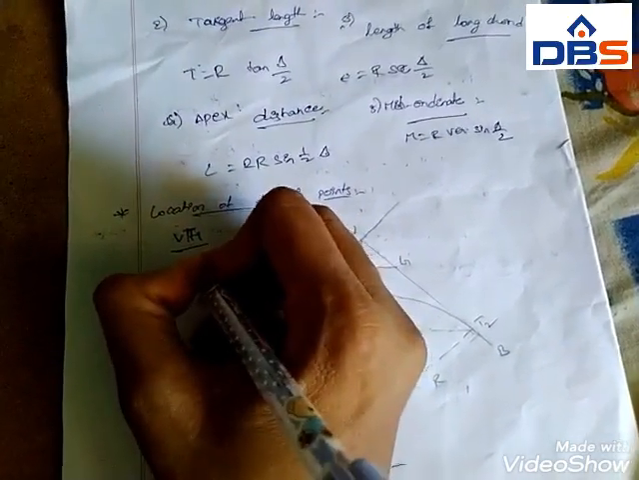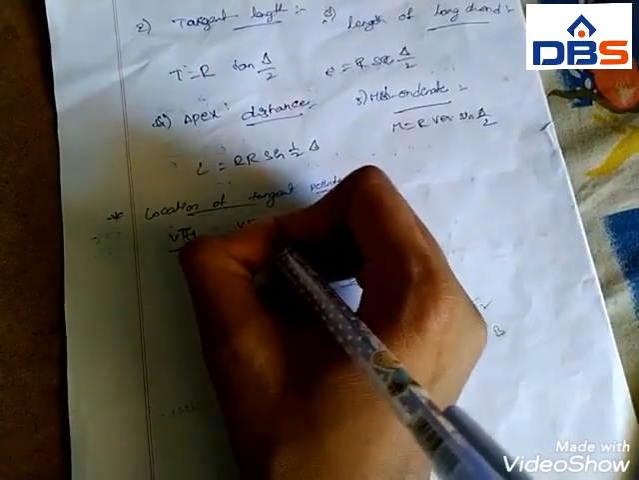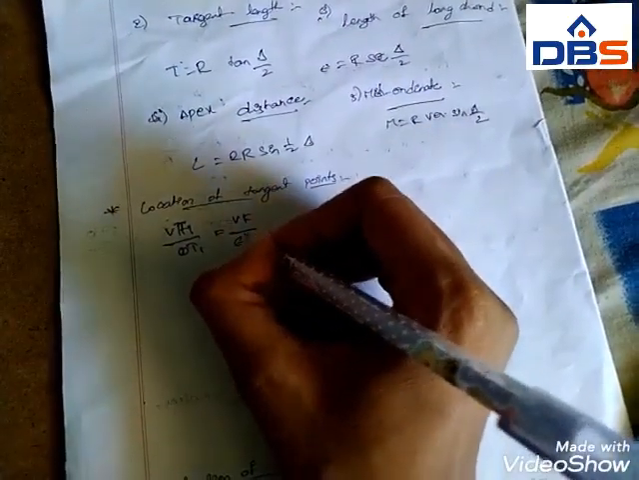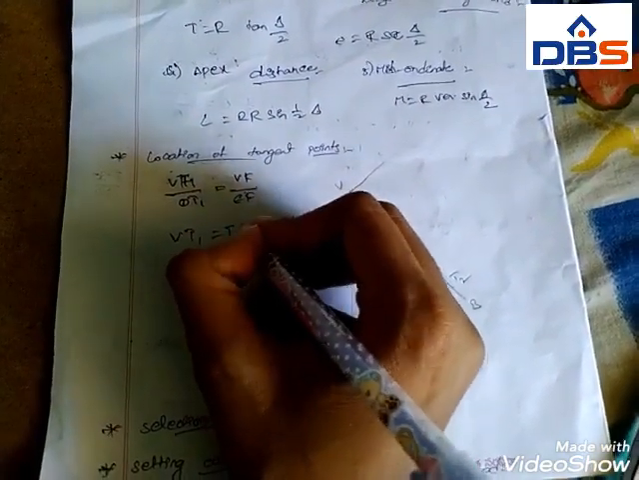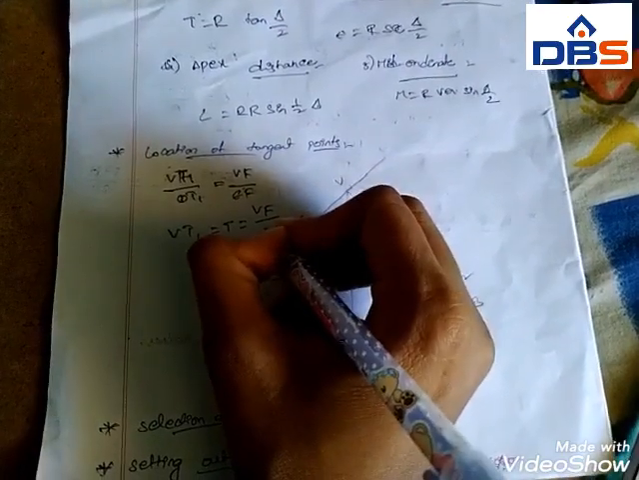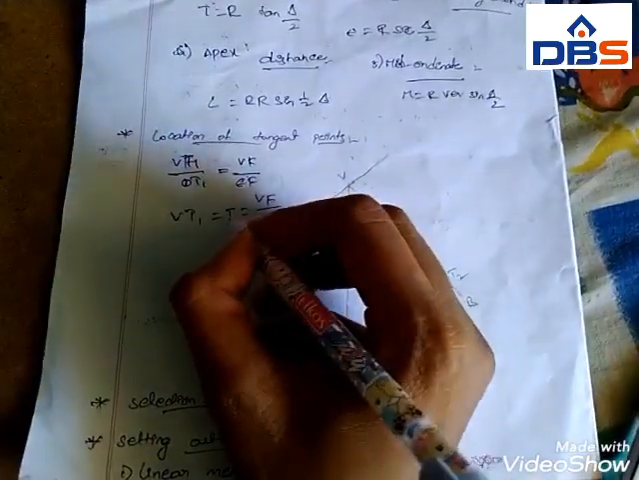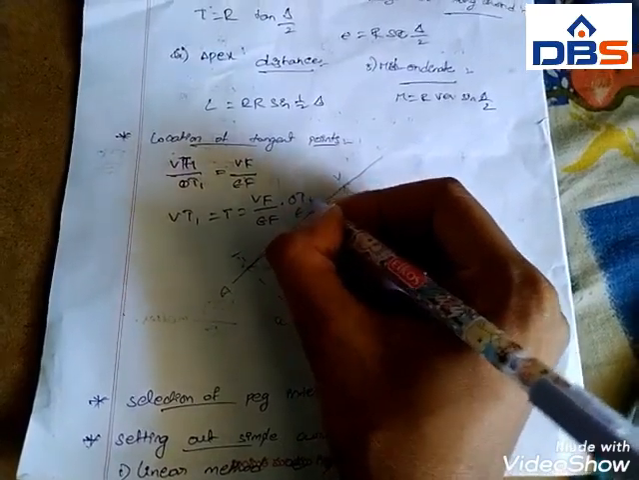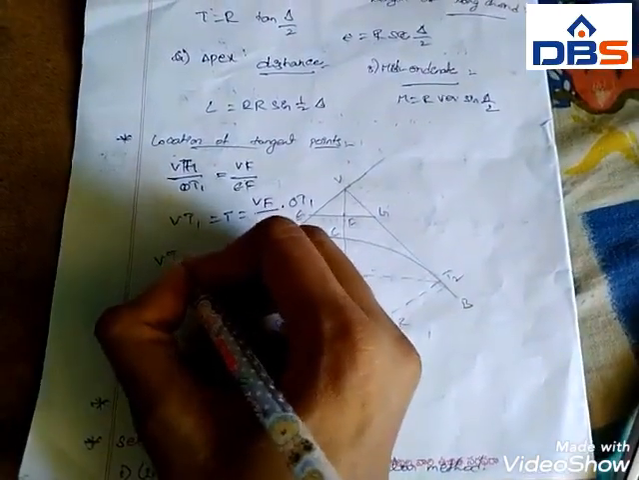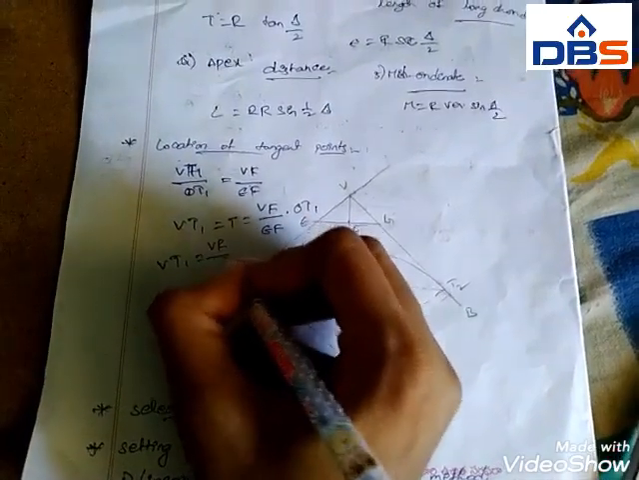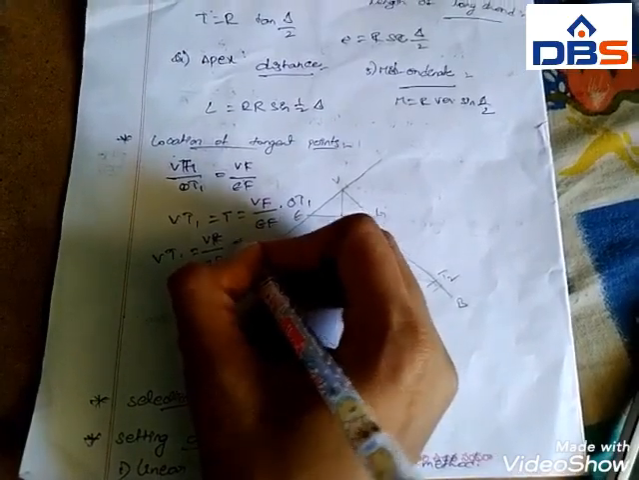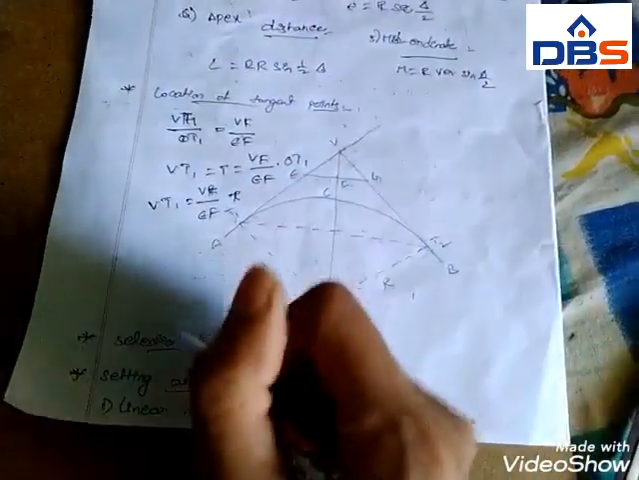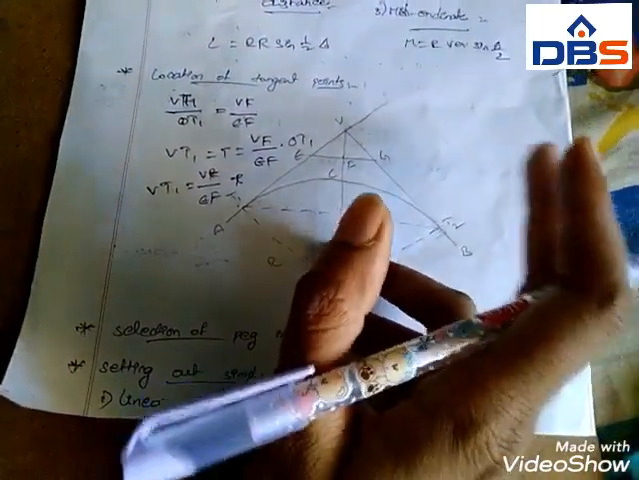The calculation is VT1 by OT1 is equal to VF by EF. Now VT1, that is T, is equal to VF by EF into OT1. So VT1 is equal to VF by EF into R. By using this we can calculate the T1 and T2 values, that is the tangent points of a curve.